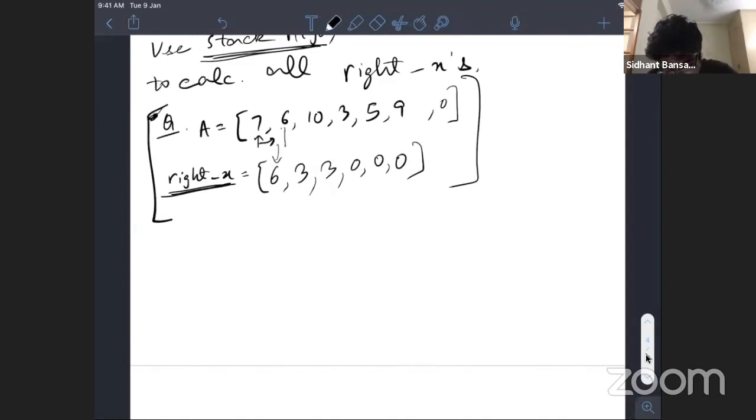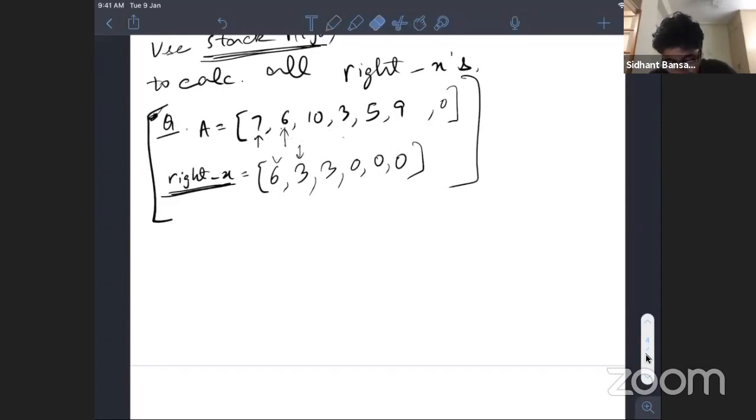Now, for 6, try to find the immediately right guy to the 6 who's smaller than 6. So you go one step ahead, 10. 10 is not smaller than 6. So you go one step ahead more, 3. 3 is smaller than 6. So you put 3 here.